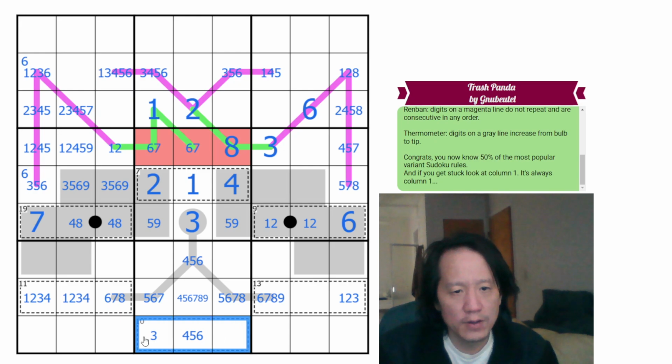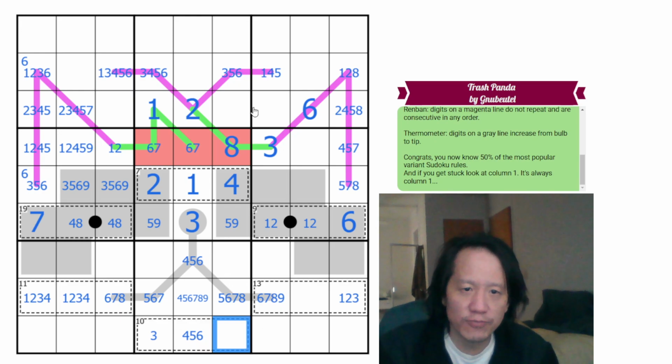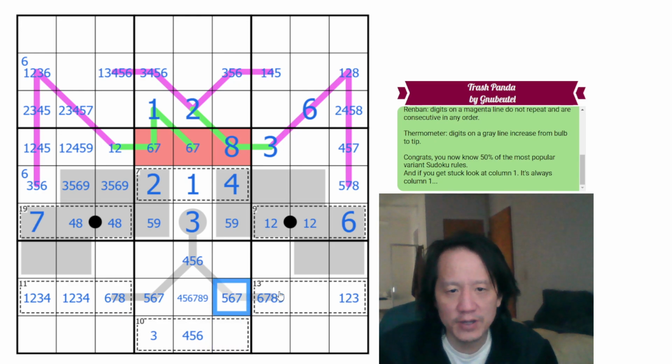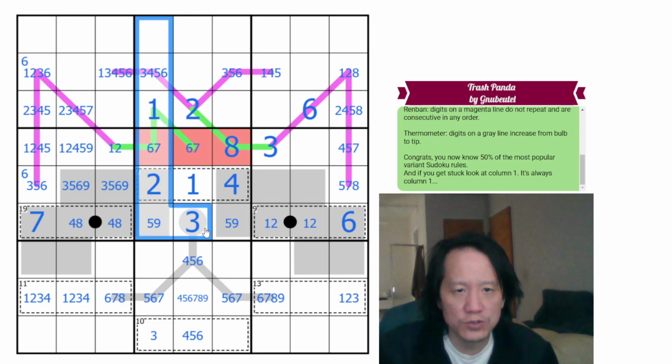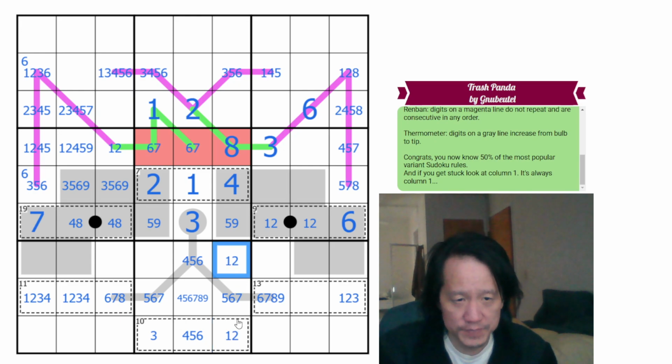Can you have a 3-cell cage, which means 3 unique digits adding up to 10 without a 1 or a 2? You cannot. Actually, we even know, so this can't be 8 because of this 8. But we know where the 1 and 2 are in box 8. Cannot be either of these. Cannot be either of these. Therefore, it must be either this one or this one.